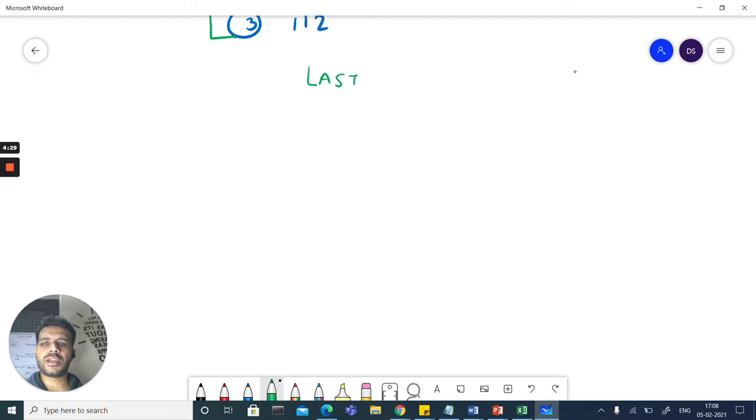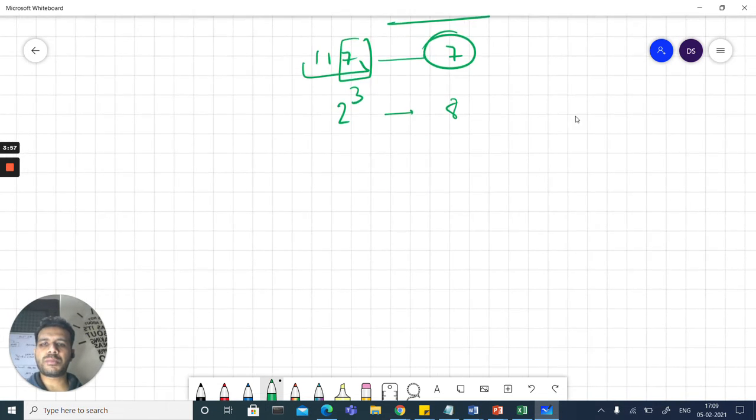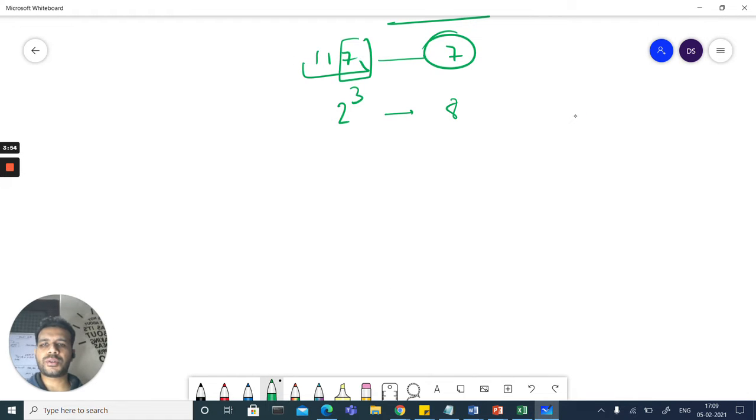So let's say I ask you to find the last digit for 117. You say the last digit comes out to be 7, which we can simply see. That's a good way of doing it. If I say find it for 2 to the power 3, you simply do 2 into 2 into 2, which comes out to be 8, so the last digit is 8. That was fine till the numbers were small like 2 to the power 3.